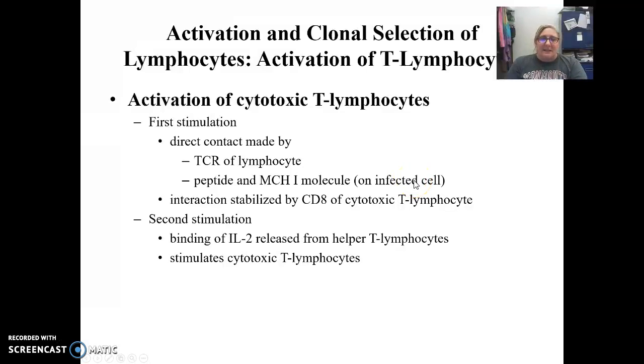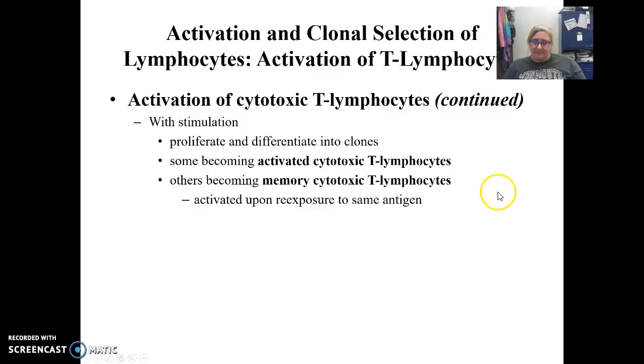So T lymphocytes that are cytotoxic Ts are going to bind to MHC class I molecules with non-self associated. And when they bind, that's the first activation. Then the interleukin-2 from the helper T cells is going to co-stimulate, causing the cytotoxic T lymphocyte to proliferate into multiple clones and differentiate into either the killer Ts or the memory cells. So activated cytotoxic Ts, or activated killer Ts, and memory Ts.